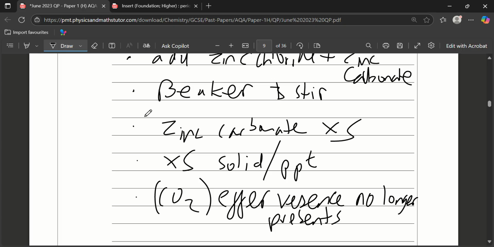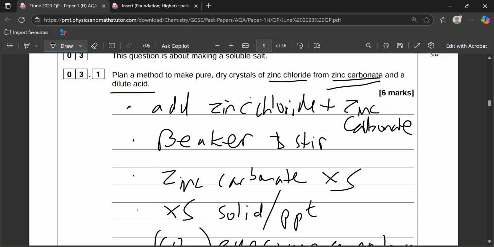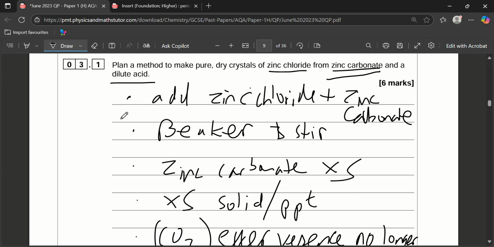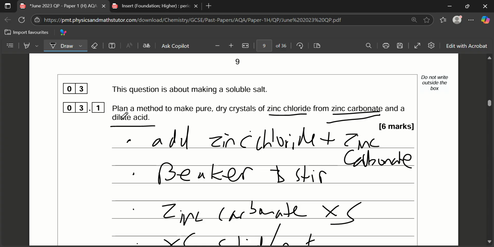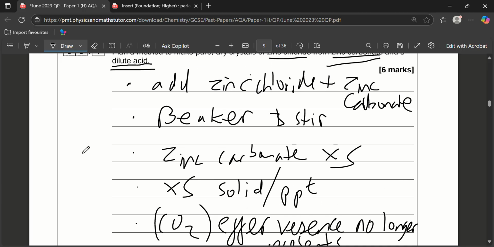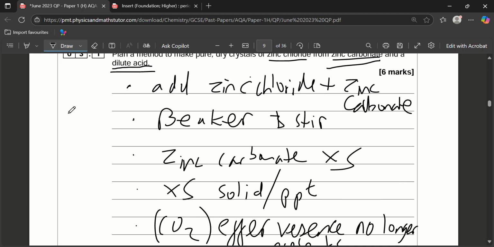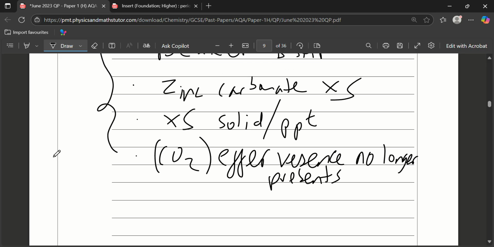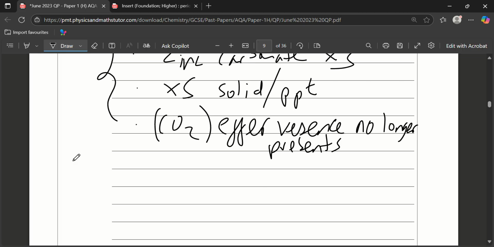Or just simply stops. That's when you know you've reacted one of your reagents in excess. In this case, we need to react zinc carbonate in excess, because zinc carbonate is where we will get our zinc from, and our chloride is most likely going to be from our dilute acid, in this case probably dilute HCl. So we've gone through the reaction phase here. Now we have to remove the solid / precipitate.